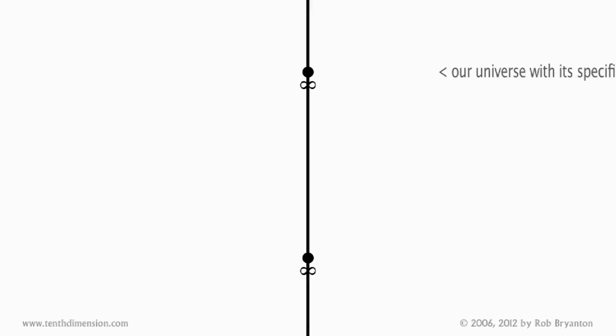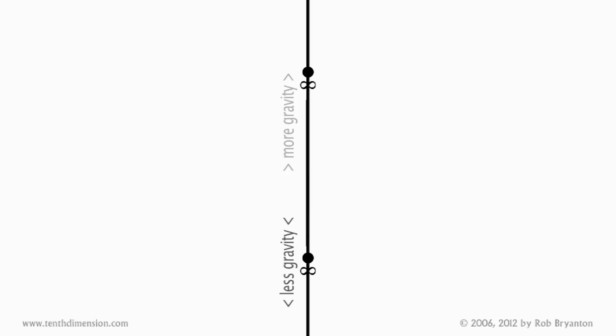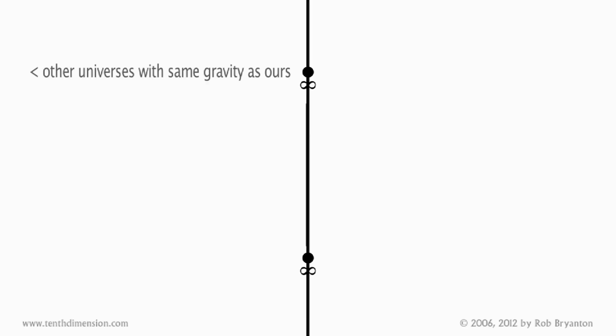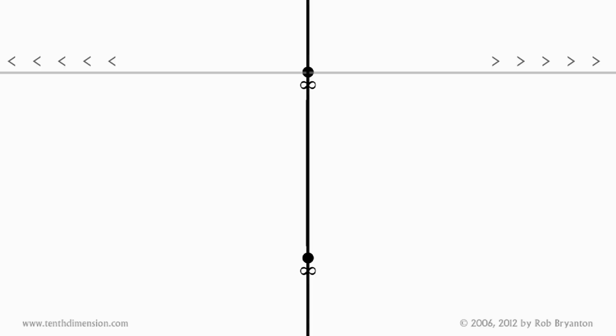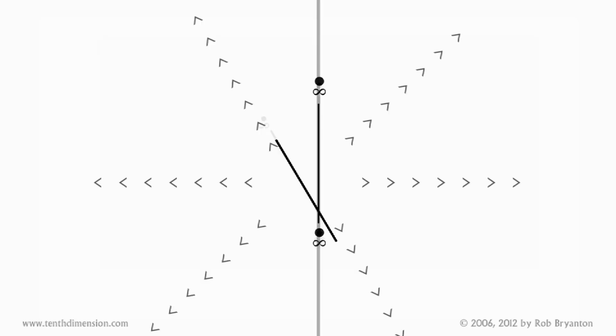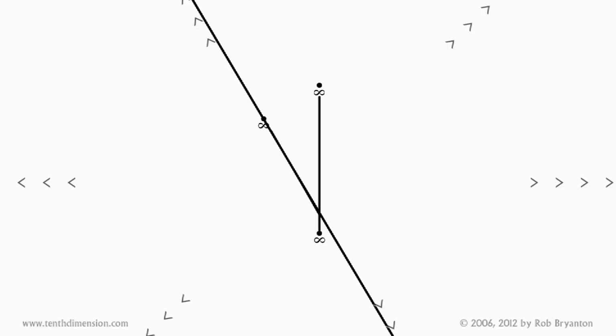Lower gravity than ours would be in one direction, and higher gravity in the other. Would that line be a way to get to every possible universe? No. In order to represent other universes with the same value for gravity as ours, but with other basic physical constants changed, we need to branch off to the possibilities contained within the eighth dimensional phase space of all possible physical realities. And this would be true no matter what variables we were adjusting within the seventh dimensional line. We would still need the additional degree of freedom afforded by the eighth dimension to get to every possible physical universe.